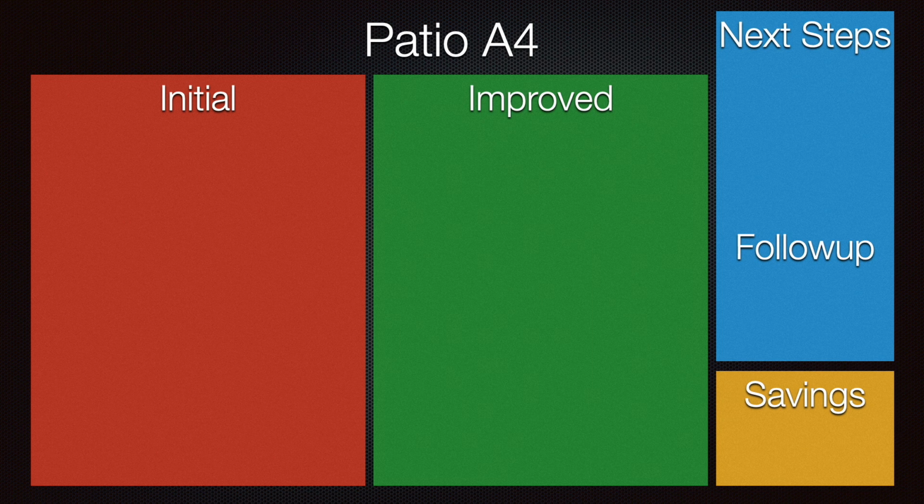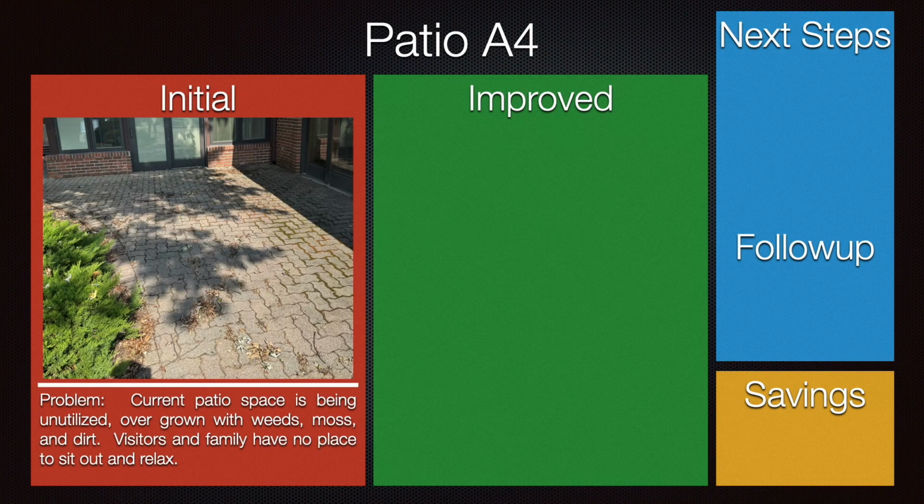This is an example of my patio. I have an initial state here. You can see I took a picture. There's some mold growing between my bricks, and it's just very dirty. And in this area, we weren't able to really utilize it because of the moss and dirt, and so we like to have a place to sit outside and relax, right? But you can't do it if it's messy.